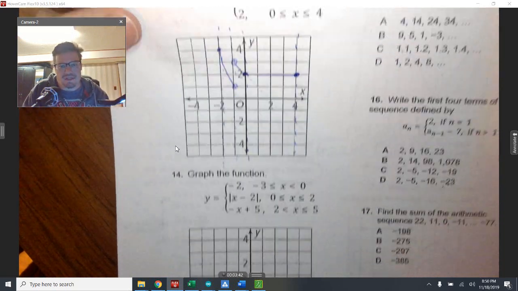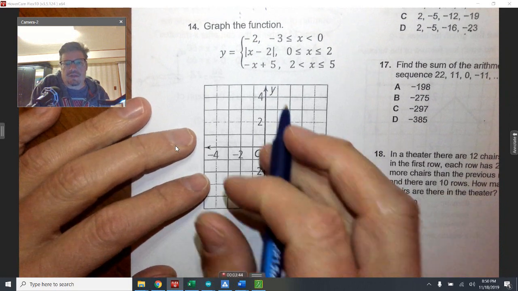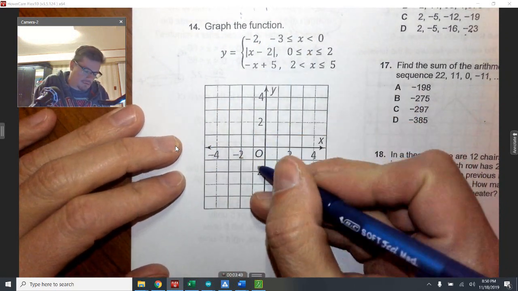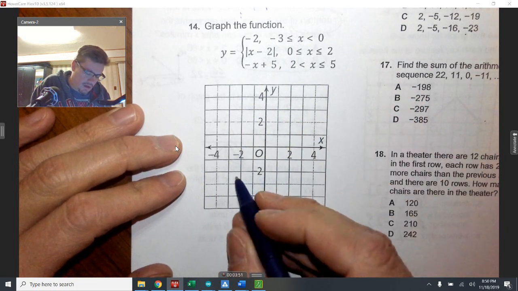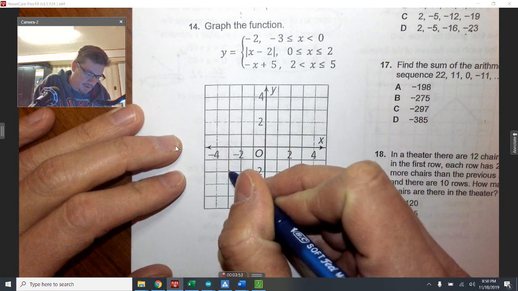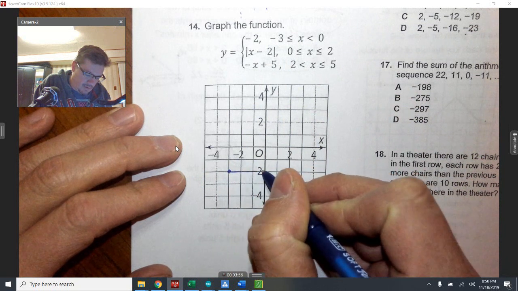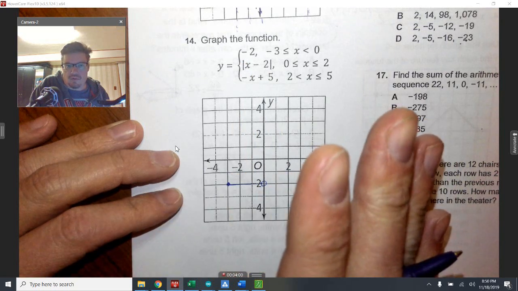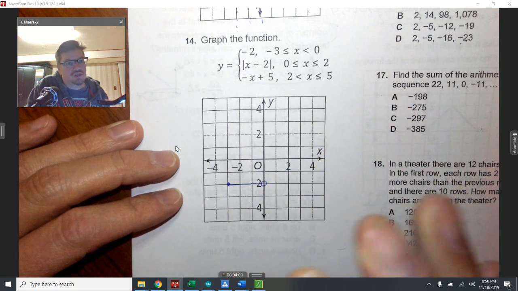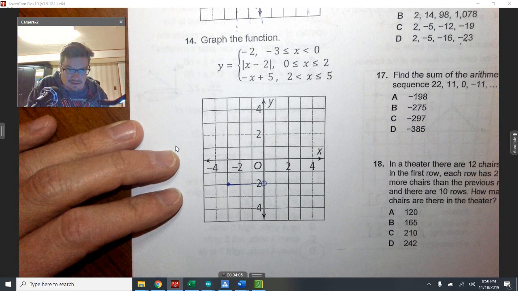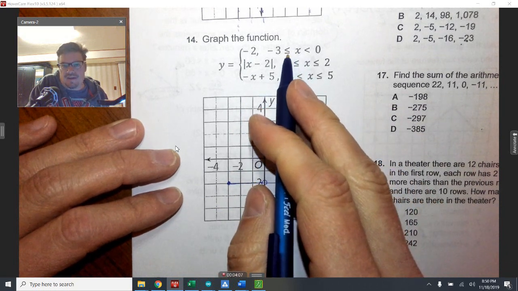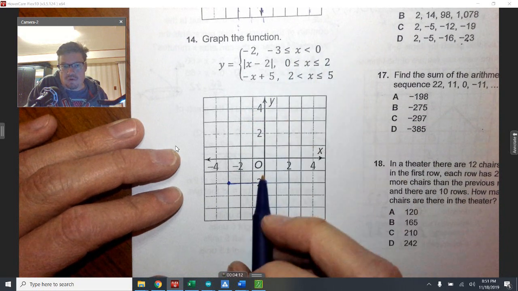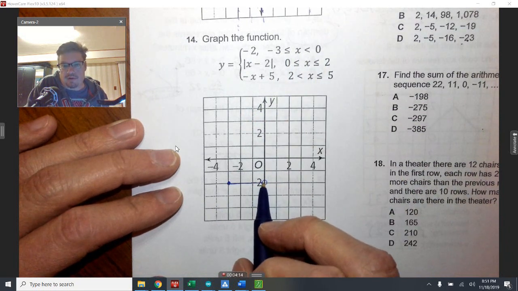Okay, so that's 13. Now 14 looks like we've got -2 going from -3 to 0. So -2 from -3 to 0. Okay, so -2, there's no variable, so it's just a constant. Doesn't matter what you put into it, your output will still stay -2. But we do have a bar here, so we will define it here. But as we move across, we'll go all the way up to 0, but we won't include it.